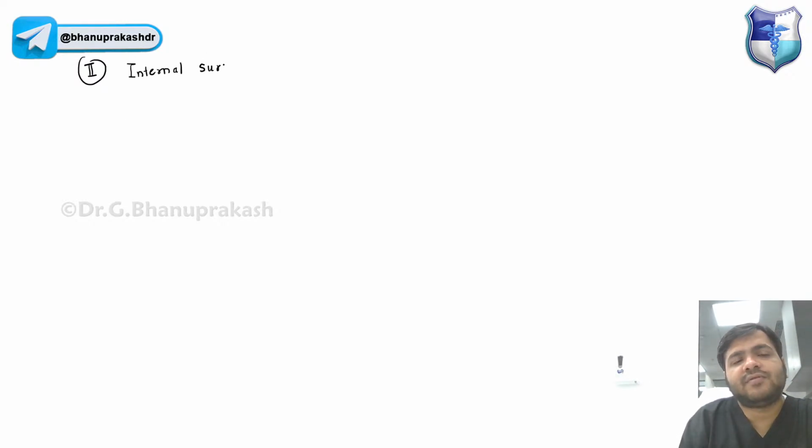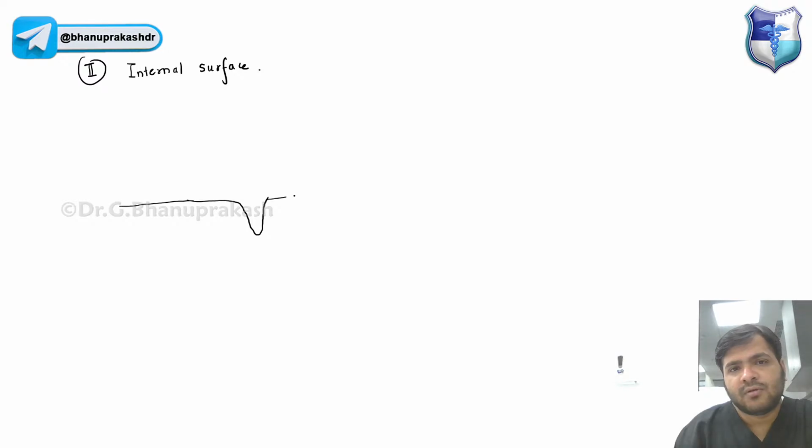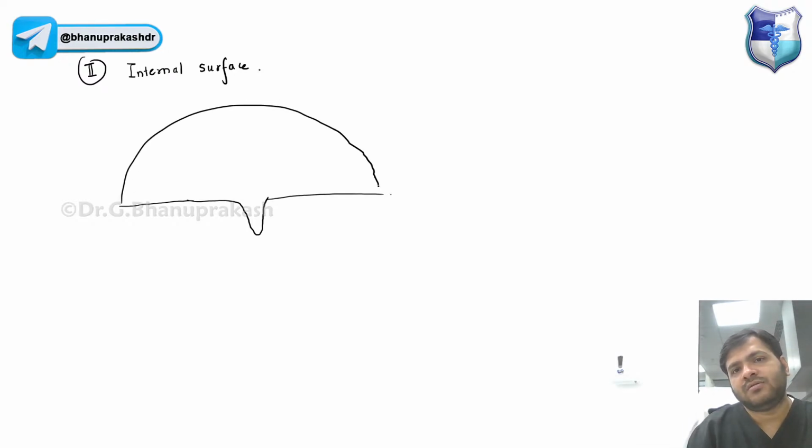If there is an outer surface, then something will be visible from inside too. The internal surface, guys. Now, if you just try to see, if I just try to draw over here internally, again, these are all schematic diagrams, guys.